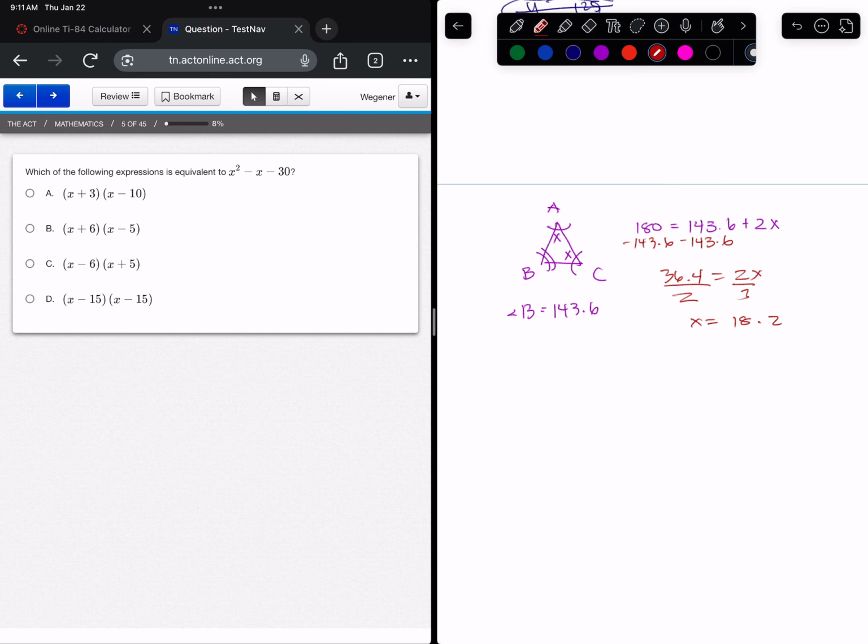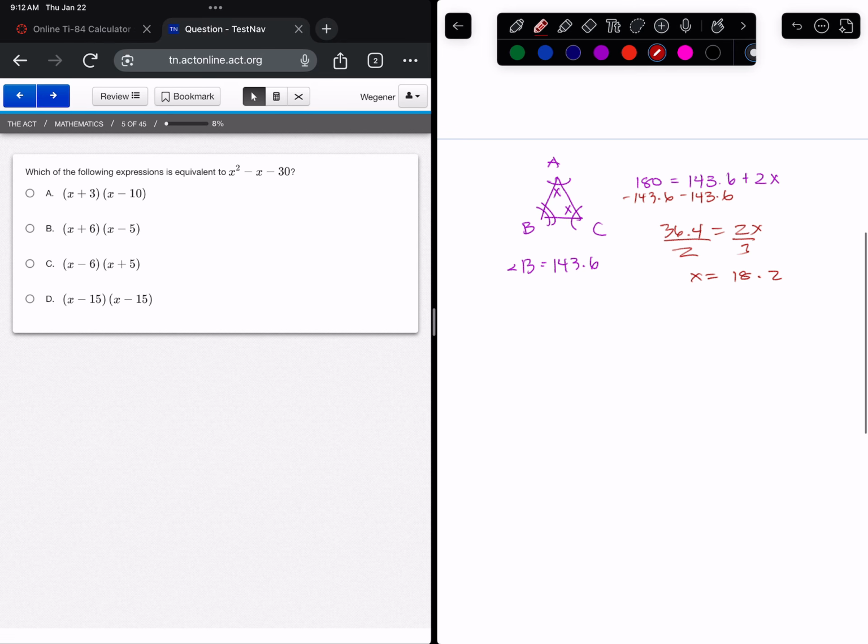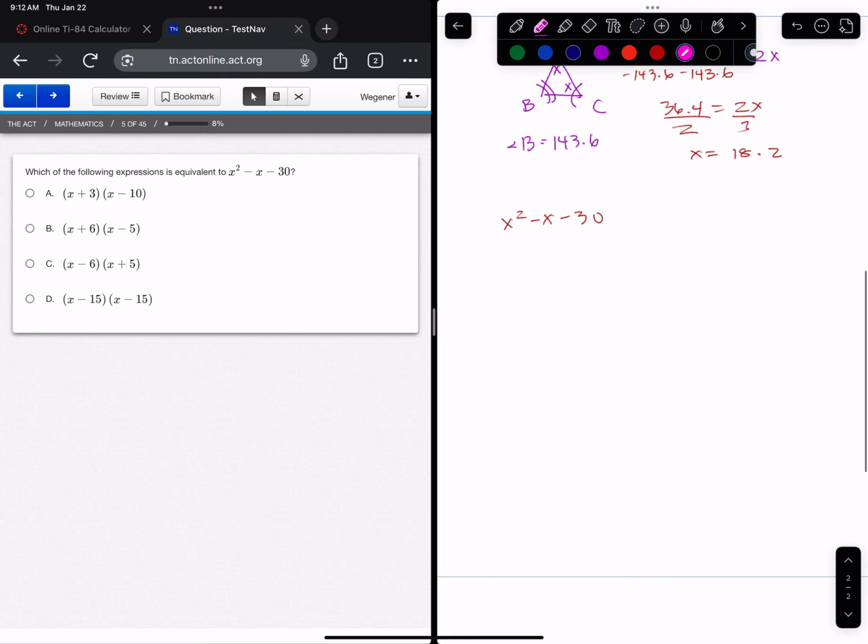All right, question number 5. Which of the following expressions is equivalent to x squared minus x minus 30? Okay, now there are multiple ways to get to this answer. Here is the algebra way. Notice how here my a value is 1, so I can immediately go to factoring.